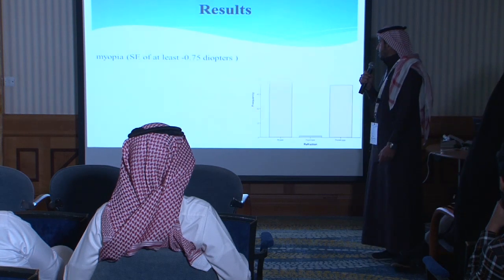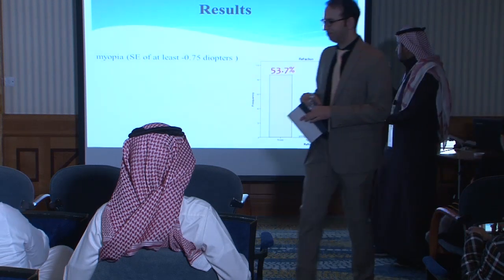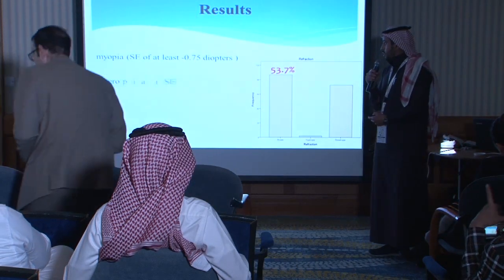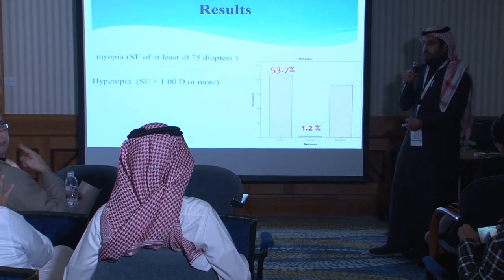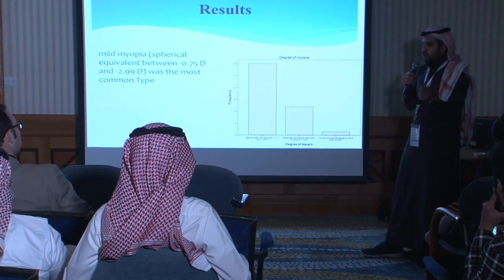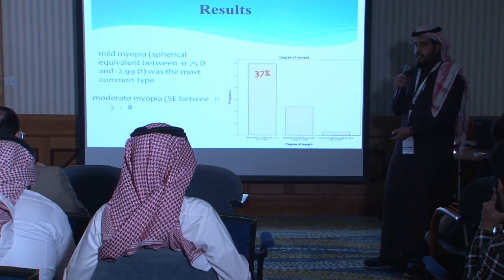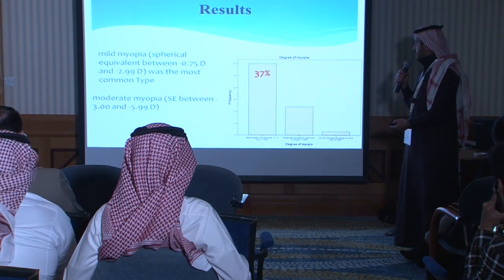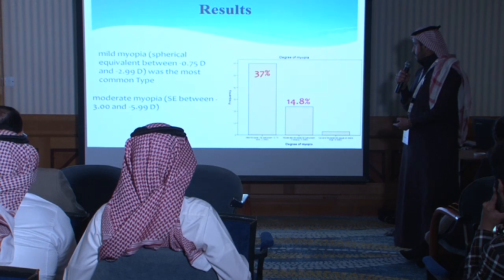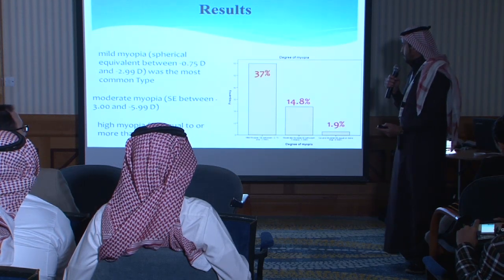In our results, we found that myopia was the most common refractive error, at 53.7%. The lowest was hyperopia at 1.2%, and emmetropia was 45.1%. For the subgroups of myopia, we found that mild myopia is the most common at 37%, moderate myopia was 14.8%, and high myopia was the least at 1.9%.